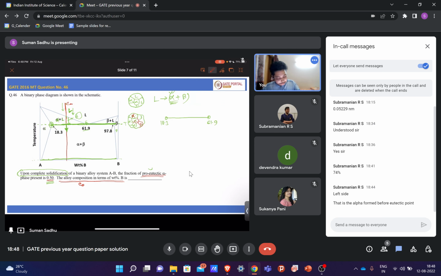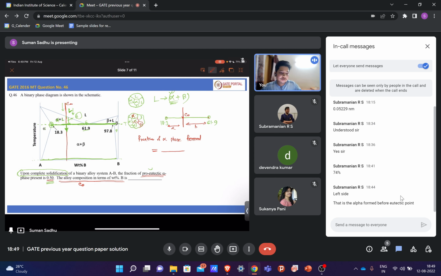Now we assume that the alloy composition, that is C naught, is in between these two compositions. Now if this length is A and this length is B, we can apply the lever rule and calculate the fraction of alpha phase formed, right? So what will be the fraction of alpha phase that is formed?